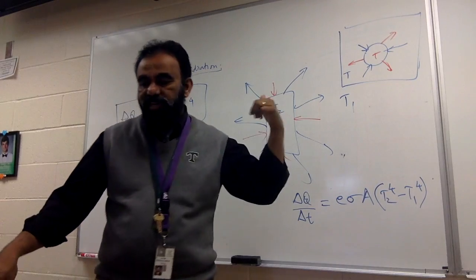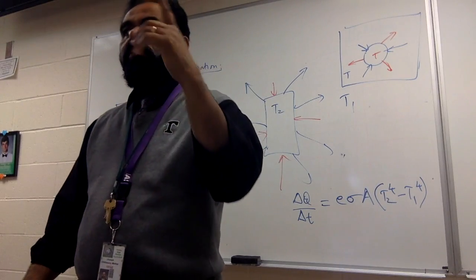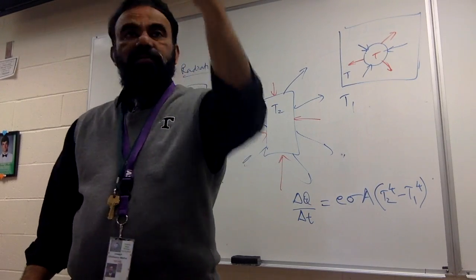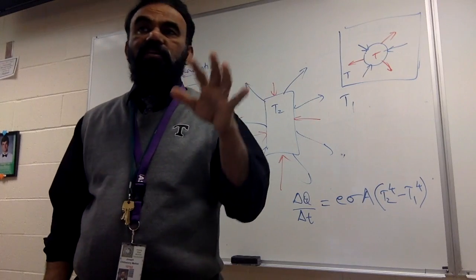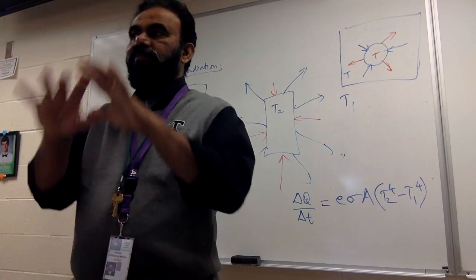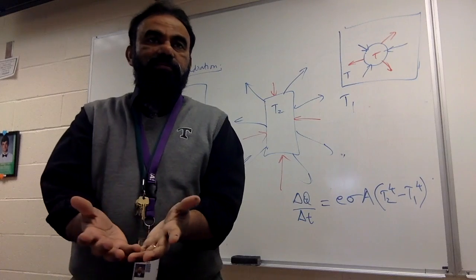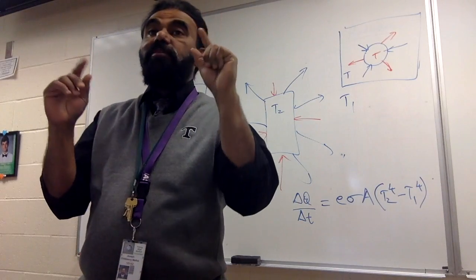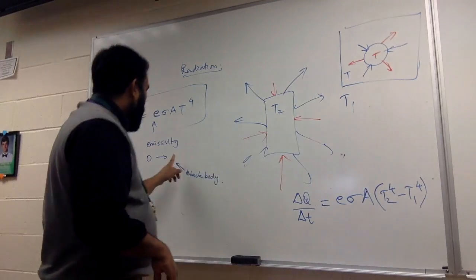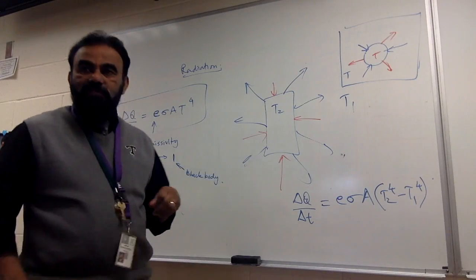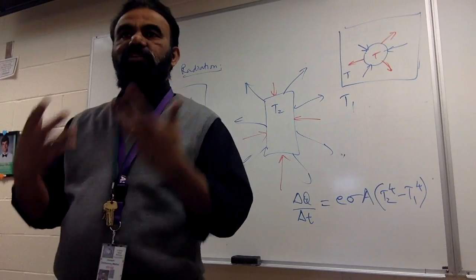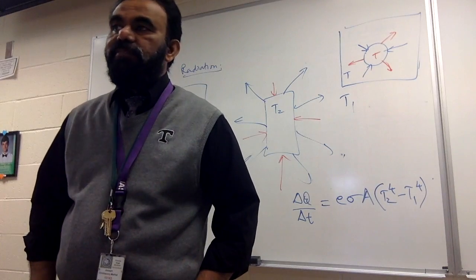So you understand about radiations? Sun. The temperature of the sun is 6,000 Kelvin. And look at the surface area of the sun. So it is a black body, which means it's one. It is a black body. That means it is radiating out everything it has.